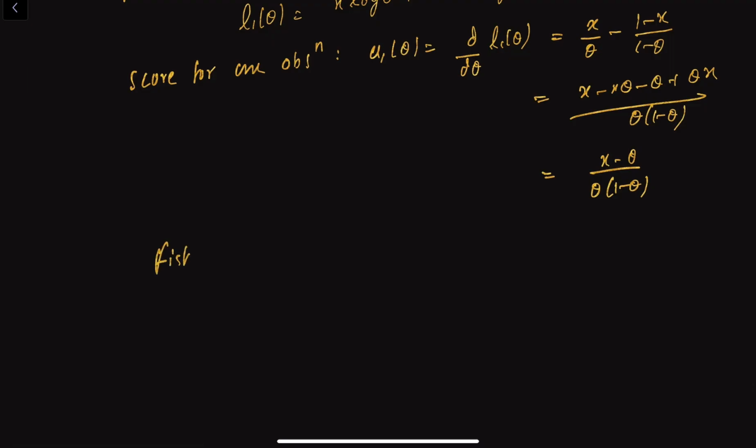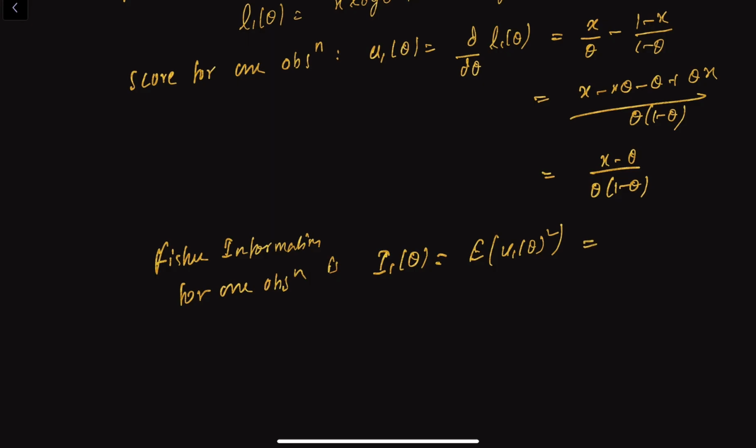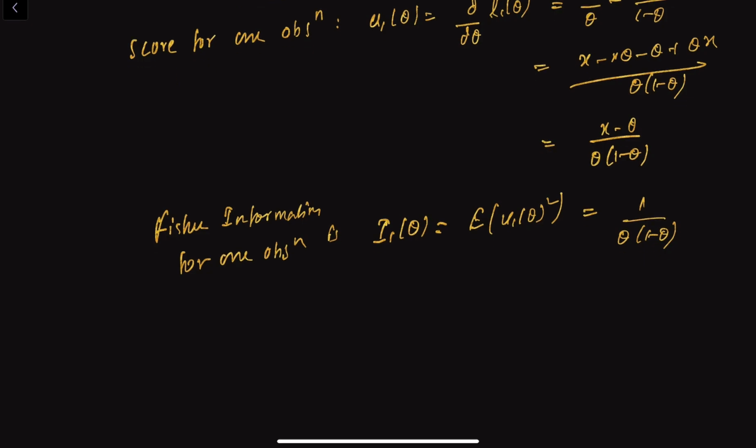So that means the Fisher information for one observation would be I1(theta), which is the expectation of the score squared, which is 1 by theta into (1 - theta). So for n such observations, we will be having n I1(theta), that is n by theta into (1 - theta).